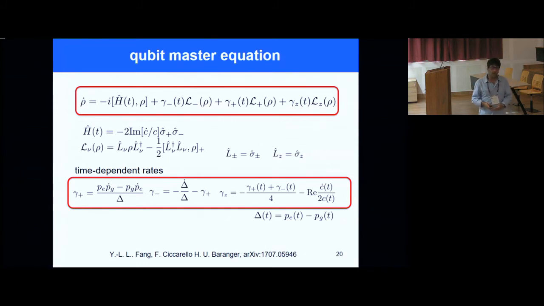Where does this pure dephasing arise? This pure dephasing is related to the asymmetry I was talking about before. So the asymmetry of the transformation, the fact that the Bloch sphere is not turned into another sphere but into an ellipsoid, causes this pure dephasing. These are the expressions for the time-dependent rates in terms of the three time-dependent quantities I was talking about before.